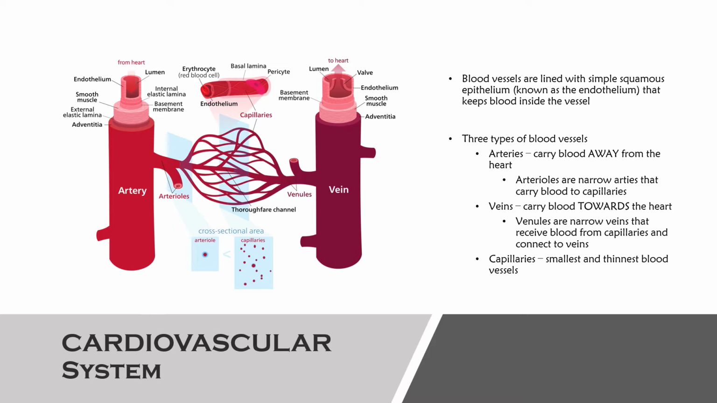Arterioles are just narrow arteries that carry blood towards capillaries. Veins carry blood towards the heart, and venules are just narrow veins that are receiving blood from those capillaries and connecting to the veins. Capillaries are the smallest and thinnest blood vessel. And so all of these are meant to maintain concentration gradients of blood throughout your body as blood is being transported to different bodily tissues.